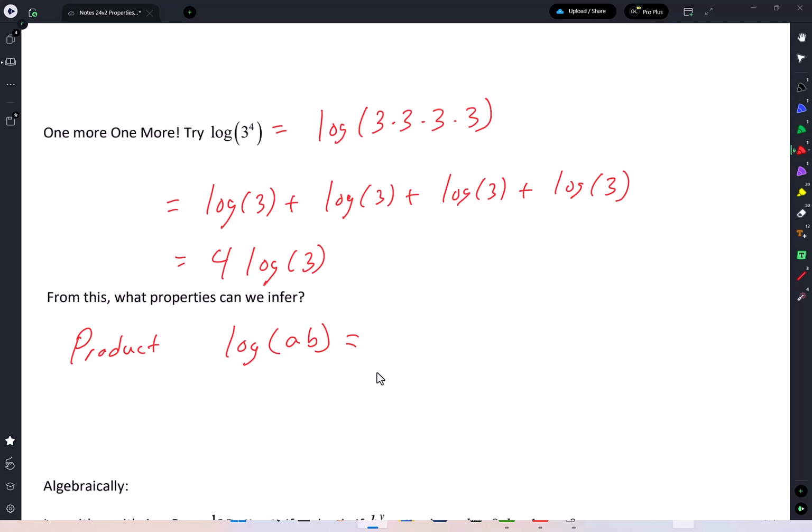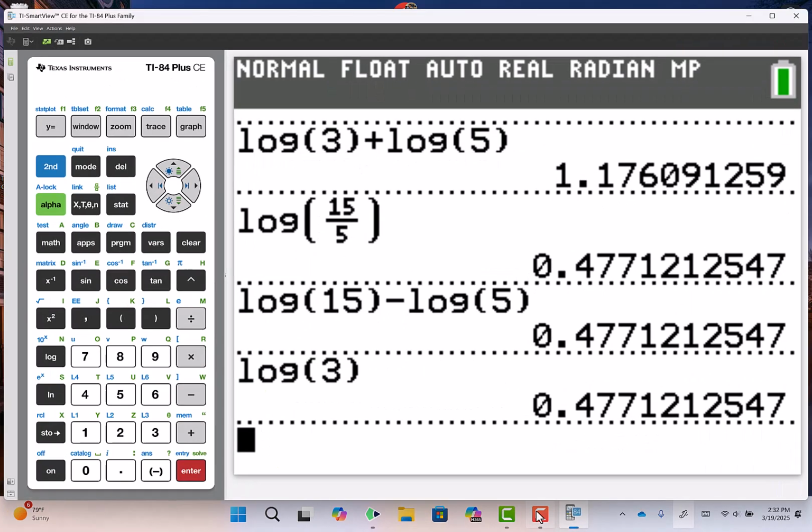Sorry, I have a question about the last one. So log 3 to the power 4 is equal to 4 log 3? Yes. Maybe we should have proved it like the other ones. So look, here it is, log 3 to the power 4.